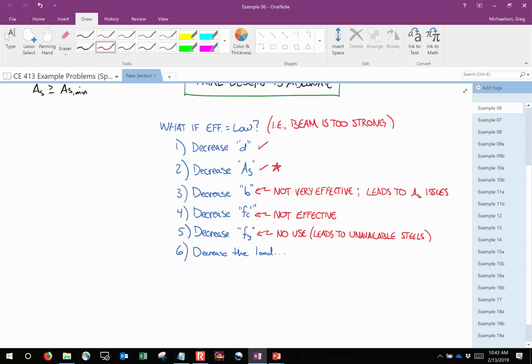Now, I do want to talk about depth for a little bit. What if the problem is reversed? What if the beam is too weak? Would you agree that increasing the depth would make it stronger? Of course. How do you get moment capacity? Force times moment arm, right? So the bigger the depth, the bigger the moment arm.